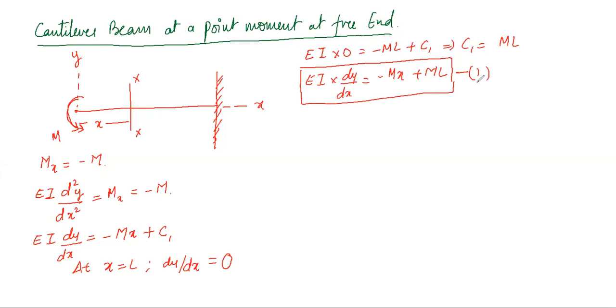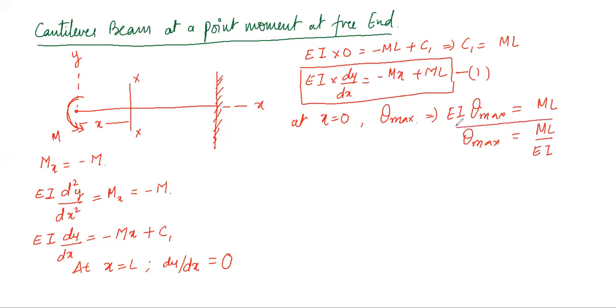So let's understand what is the maximum value of the slope. The maximum value of slope occurs at x equals to 0. So at x equals to 0, you will get theta max, that is the maximum slope. When you put x equals to 0 in this equation, the first term becomes 0, ML remains, and EI into theta max. So EI theta max is equal to ML. It means the maximum slope is defined as ML upon EI. So this is one thing that we need to remember, right?